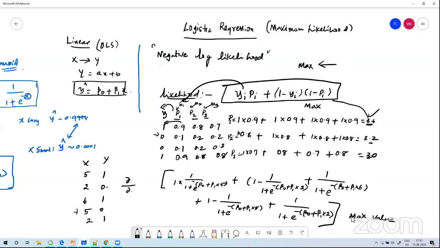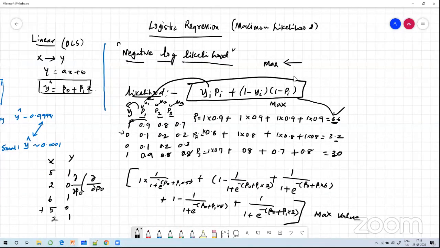Second order, not the first order, right? So we need to do ∂/∂β0. Again, we need to do ∂/∂β0, which is going to be a little tricky. So to avoid that, a modified version of it is used, which is called the negative log likelihood. So in a negative log likelihood, this is what we are going to do.